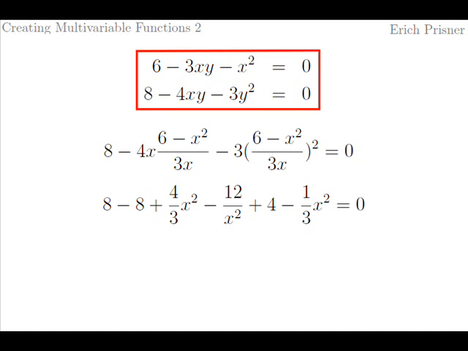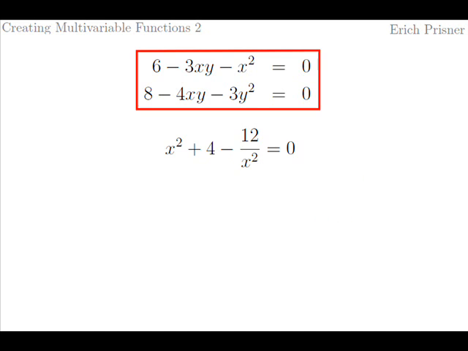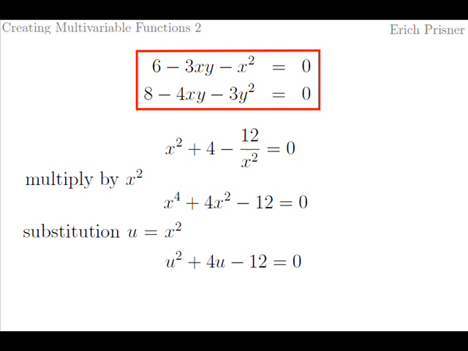or distributed, or simplified, x squared plus 4 minus 12 over x squared equals 0, a rational equation. We multiply by x squared and get the following quartic equation, x to the power 4 plus 4x squared minus 12 equals 0, which however is a hidden quadratic one. We can use the substitution u equals x squared and use quadratic formula for the resulting quadratic equation in u, which is u squared plus 4u minus 12 equals 0.